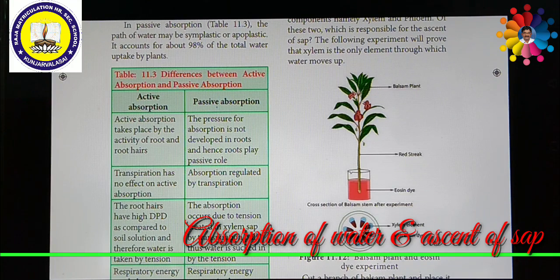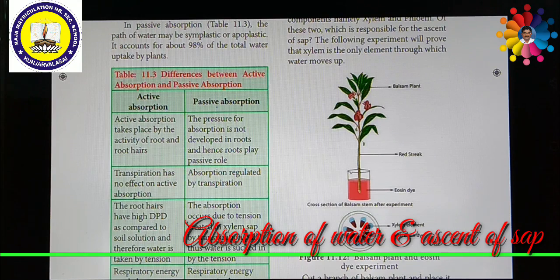Now how does this take place? The water within the xylem along with dissolved minerals from the root is called sap, and its upward transport is called ascent of sap. So this is called ascent of sap. How does it take place? How can we determine the path of ascent of sap?